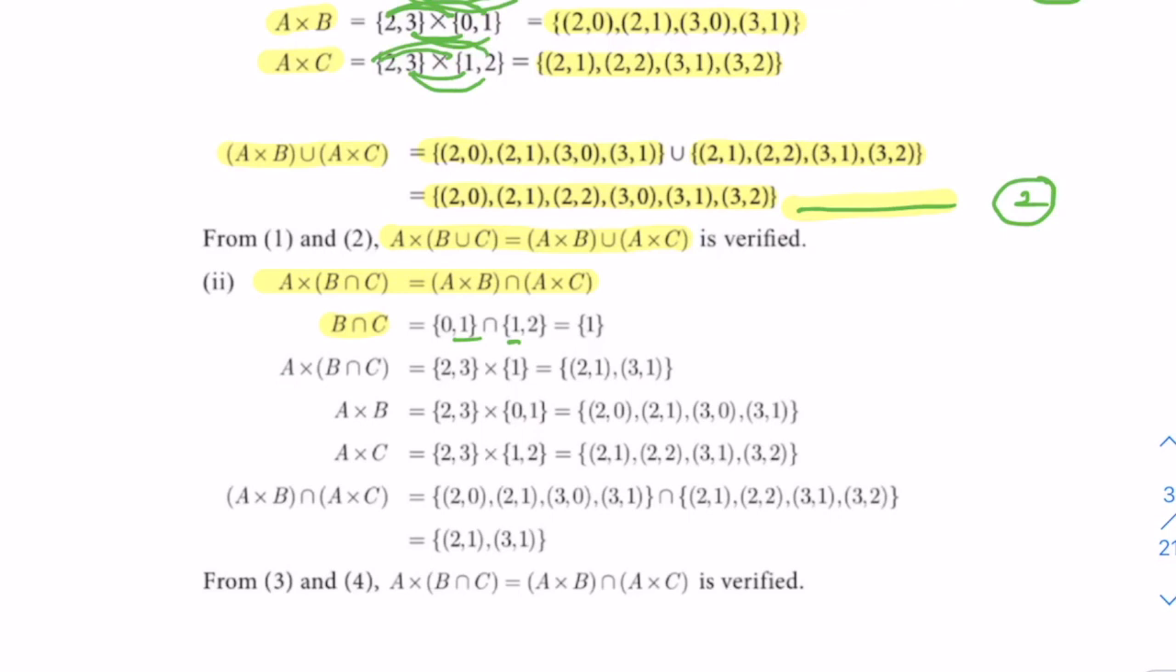Now let us go and find A cross (B intersection C). So we have to find the cross product between the set with elements 2, 3 and the set with element 1. So let us find the ordered pairs between these two sets. So it is (2,1) and (3,1). Let us name this as equation 3.